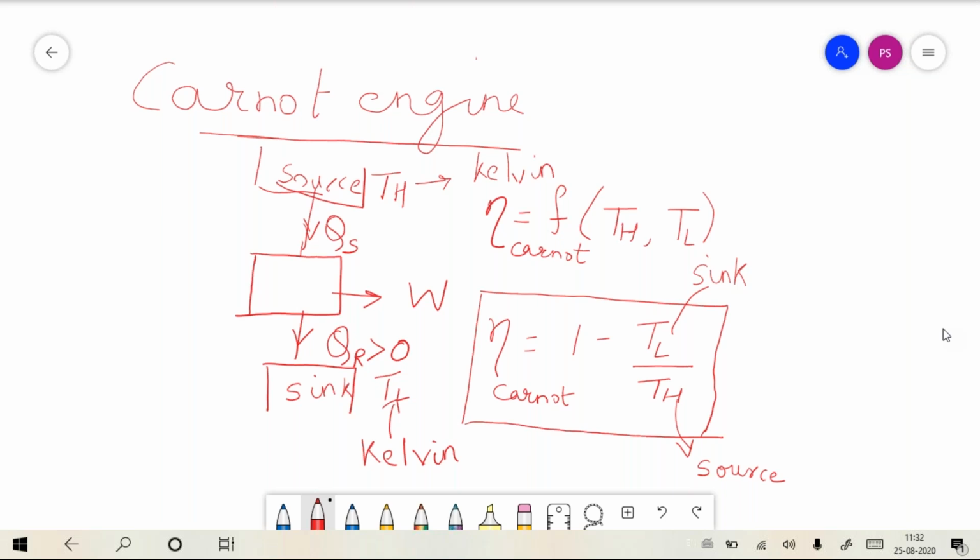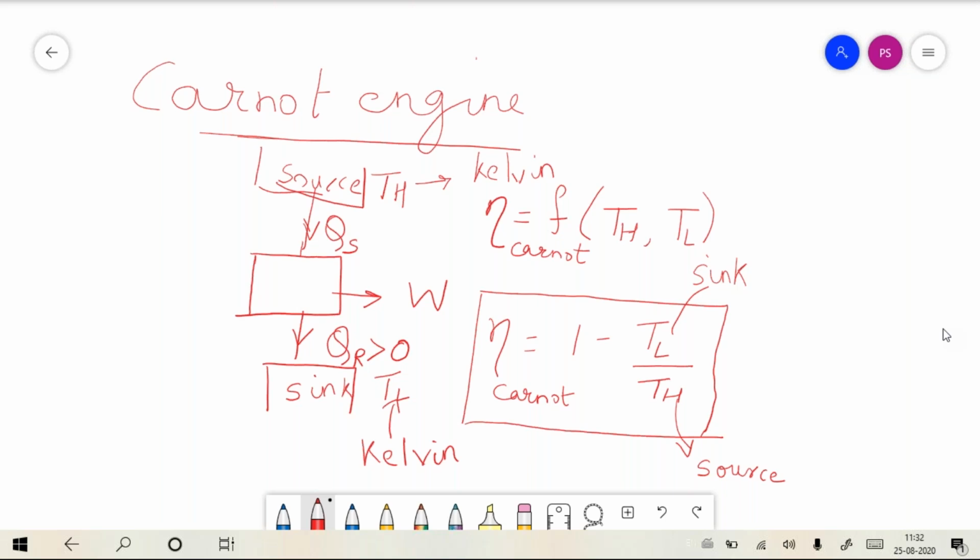So the efficiency of the Carnot engine, the efficiency of the Carnot cycle, is a function of only two parameters. One is the source temperature and the other is the sink temperature. That efficiency can be found out by the expression, because it's a reversible engine. It is given by 1 minus TL by TH.